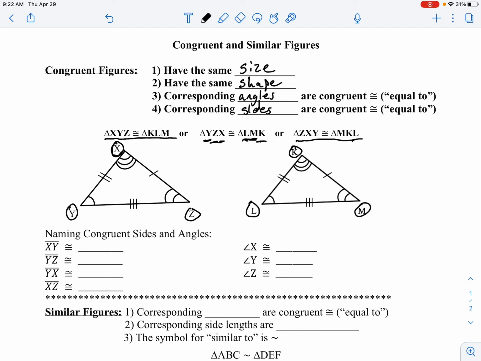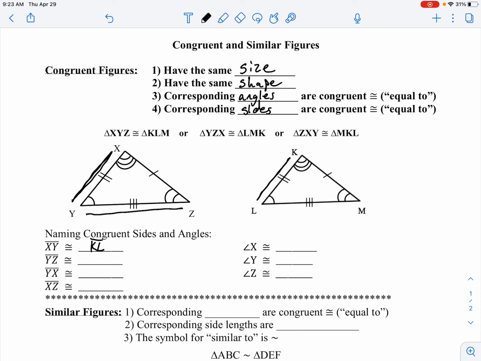So, congruent sides. Let me get rid of all this so I can. Alright, it's asking us to name the side that is congruent to XY. If we're looking here, this is this side of this triangle, so that would be the same as this side here. So we're going to say that's the same as KL. We've got to put a little line above it to know that we're talking about the side length.